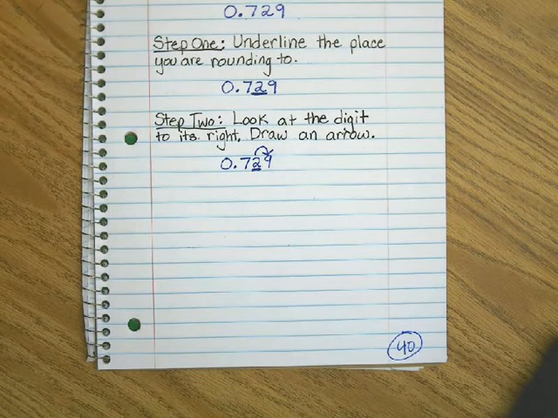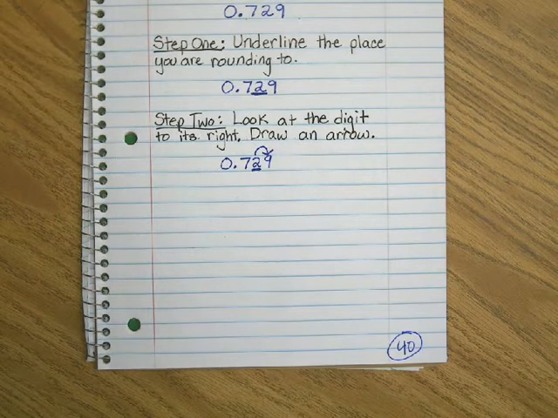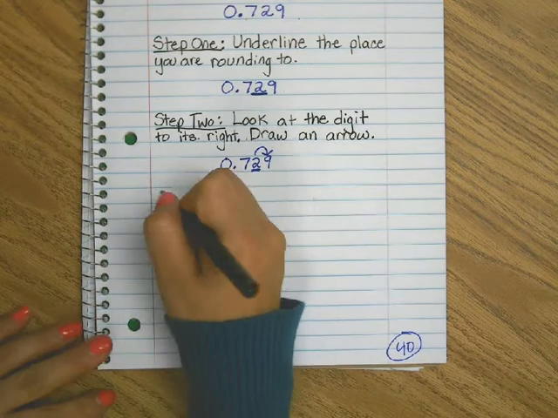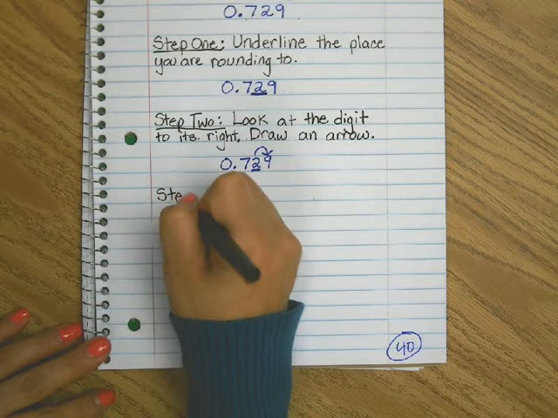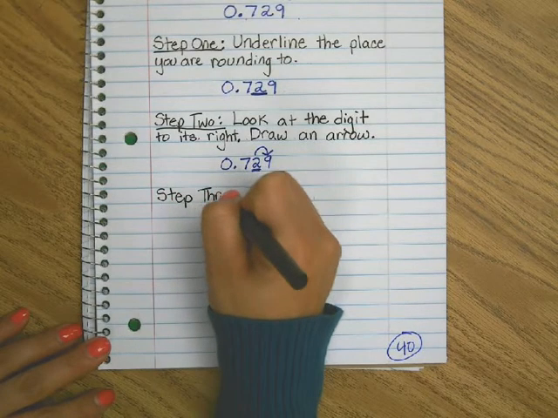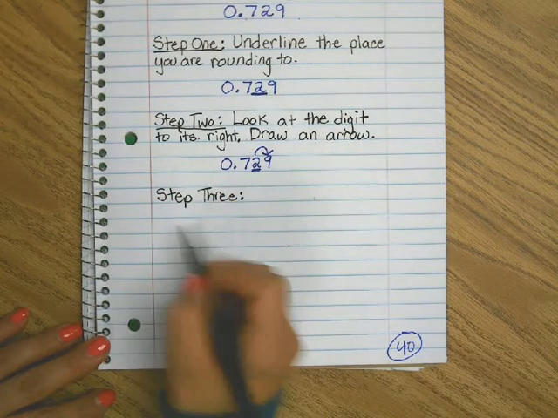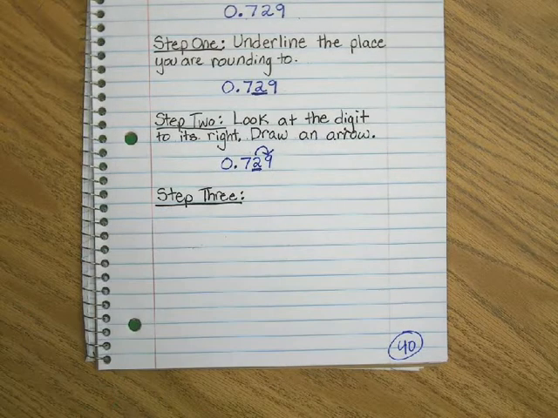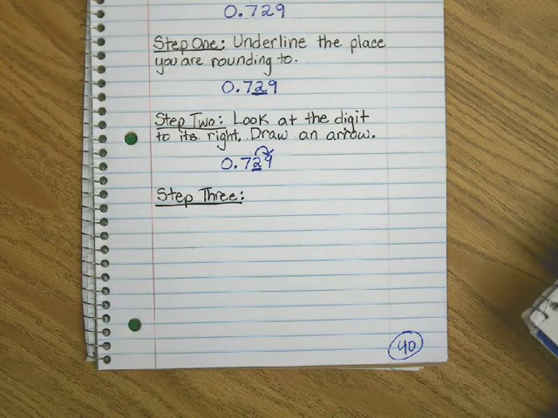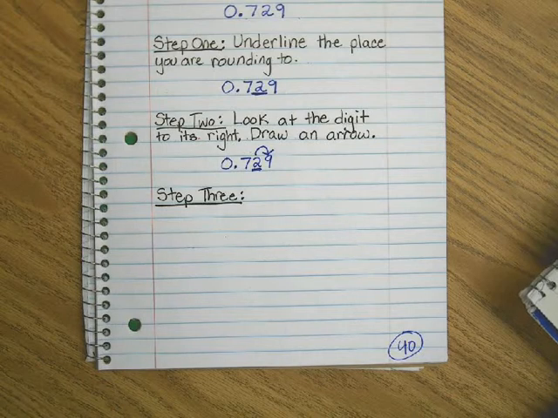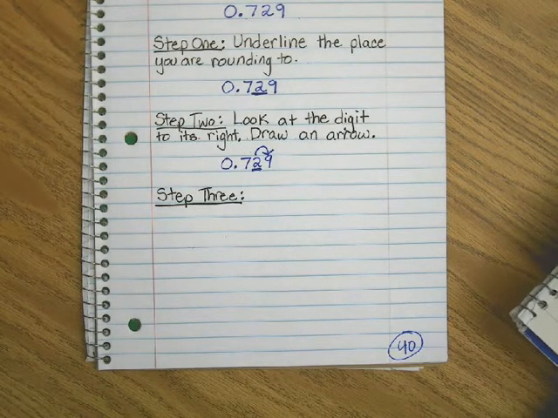Okay, step 3. Last step. Okay, step 3. If it is 5 or more, increase the digit to the left by 1. If it is less than 5, just use the digit to the left. So, I'll show you what that means. Let's write it down.